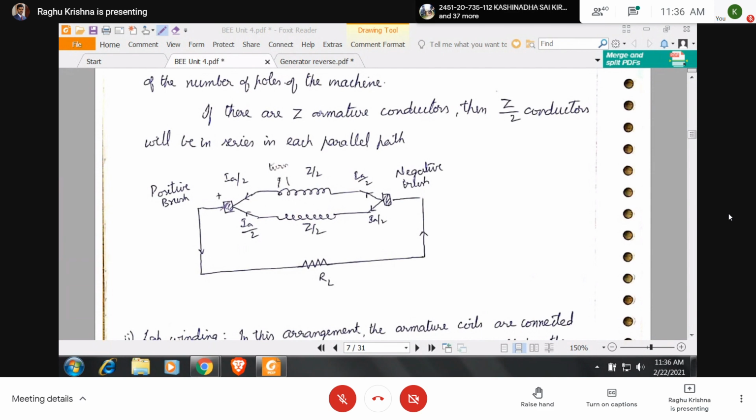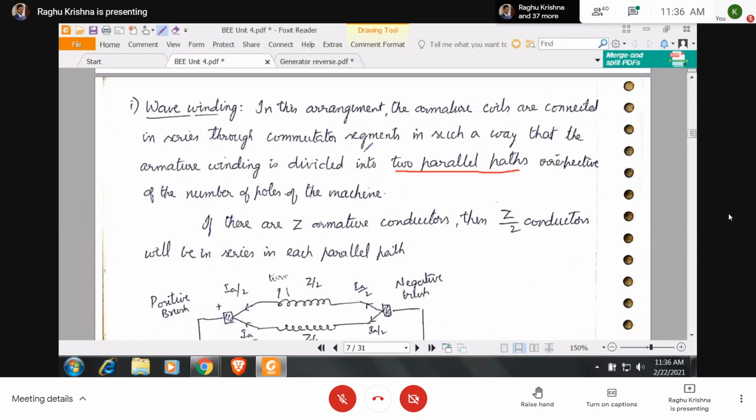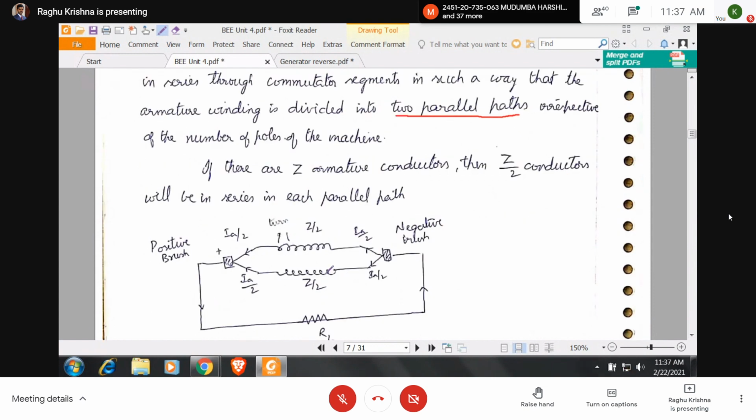Next again here, this is the simple diagram. To understand how a wave winding will be, the total number of armature conductors are divided into two halves. Here the armature coils are connected in series through commutator segments in such a way that the armature winding is divided into two parallel paths. You can see here, this is one parallel path, this is another parallel path. These are the two parallel paths.